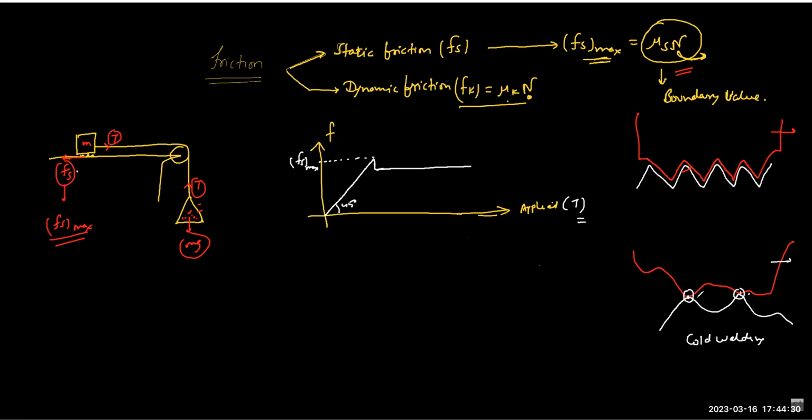It will now be due to the irregularity of the surfaces. Now you face a kind of bumpy ride. The friction due to the bumpy ride we call kinetic friction, but friction due to cold welding or interlocking is called static. So that's the two differentiation.